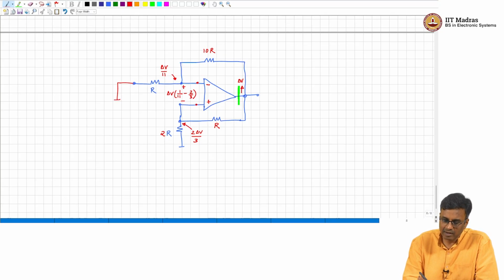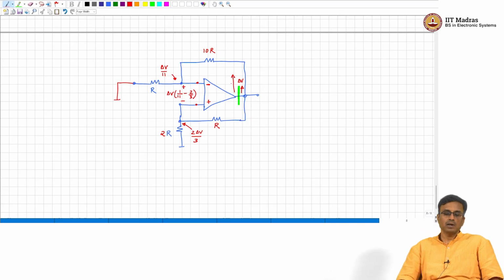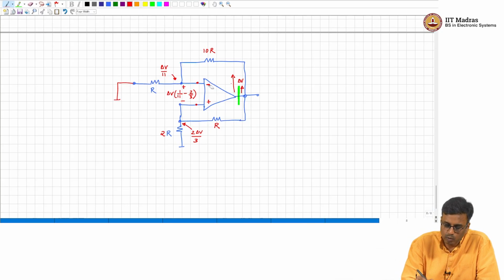So, if this is negative and this is negative, what would the output of the op amp be? It would go up. So, what is the conclusion? This has got positive feedback. So, basically to make sure that there is negative feedback, we must interchange the signs.